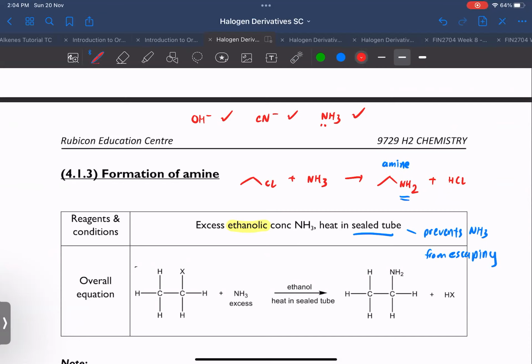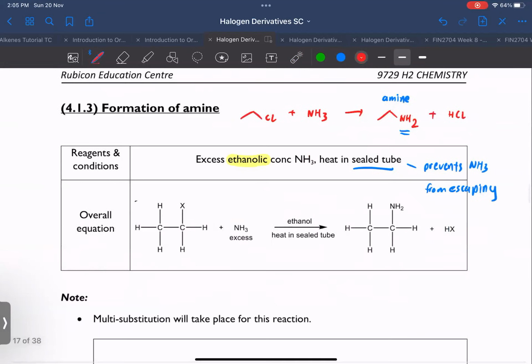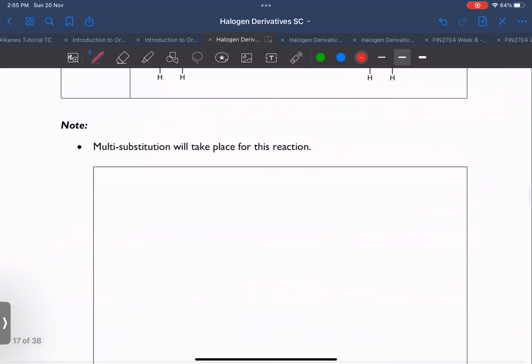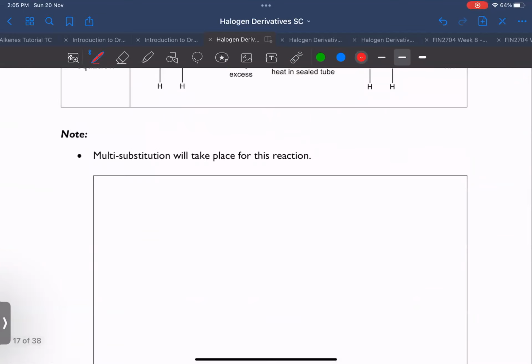Okay, so that's pretty much it for this first part of the reaction. But I want you all to take a look at this empty box. I need you all to follow me with this. There's a possibility that this guy can undergo multi-substitution. Before I start, as I'm drawing this out, I want you all to try to identify a pattern that can help us answer why multi-substitution can happen for this particular reaction.